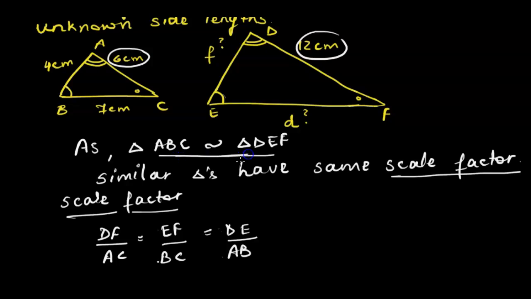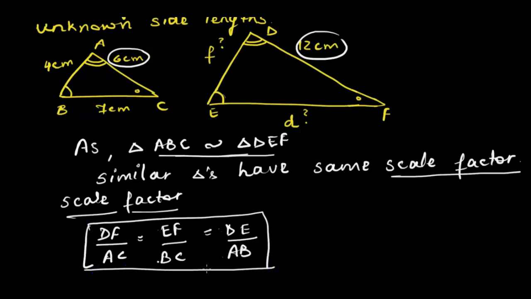Whenever the triangles are similar, we know the angles are equal and the ratios of the side lengths are going to be equal as well. So we can show that like this. And another important thing to remember is that we cannot write down DF over AB. It has to be corresponding side lengths.